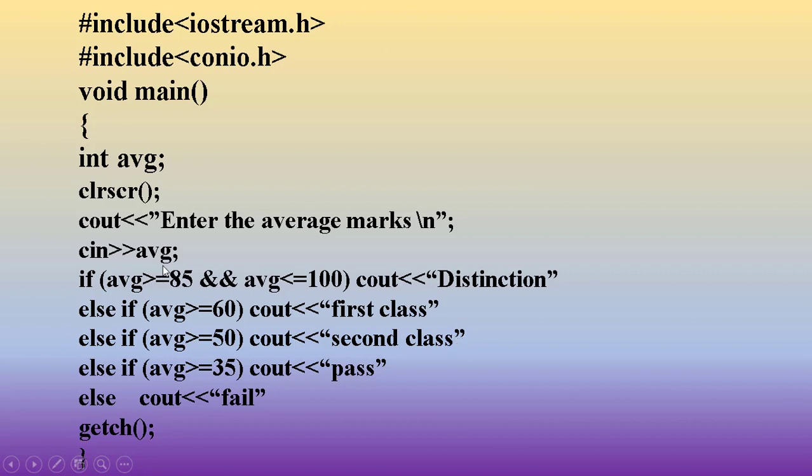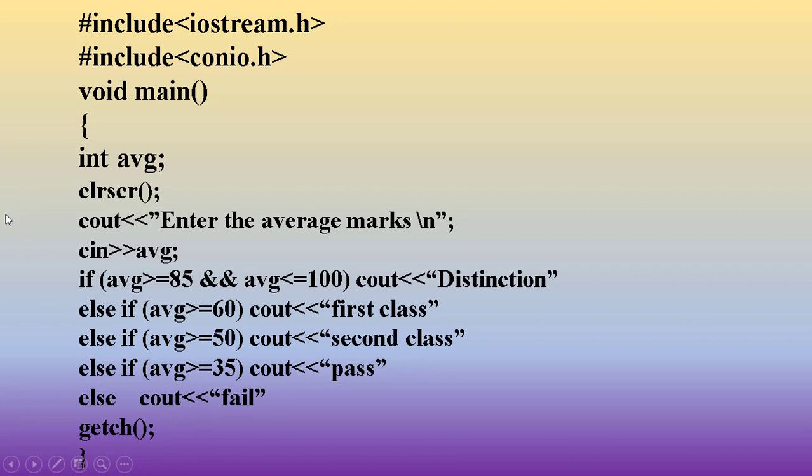Okay, so if the marks scored by a student, for example, is 47, 47 is greater than 85, no it is less than 85. Okay, 47 is greater than 60, no. 47 is greater than 50, no. 47 is greater than 35, yes it is greater. Okay, so in that case it will print pass.